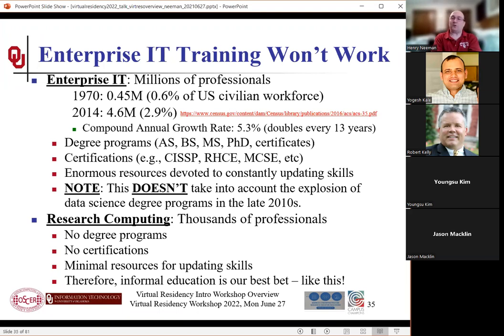Research computing professionals, there are thousands of us, not millions. So there's no way to justify, for example, at the University of East Podunk, creating a degree program, because there's not going to be enough people in East Podunk or near enough driving distance, or even for an online program to actually justify having such a degree program. There's no degree program. There's no certifications. We're working on changing that. I've got some slides. There's minimal resources for updating your skills. The best we can hope for at this scale is informal education.